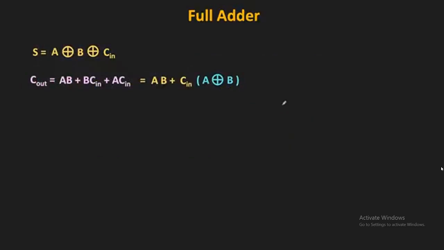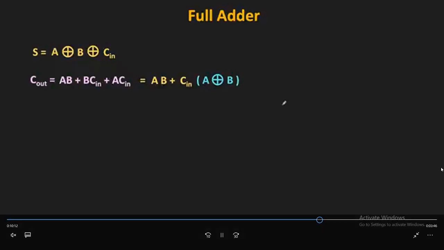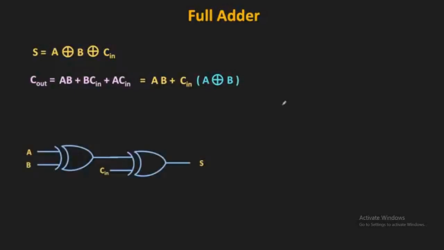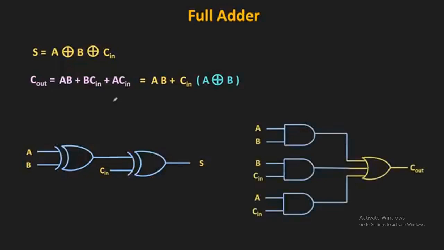Now we can see the logic circuit of this full adder. First, this sum output will be equal to A XOR B XOR C in, so it can be implemented using two XOR gates. The output of the first XOR gate is equal to A XOR B, and it can be given as an input to the second XOR gate. The second input of the second XOR gate will be equal to C in. So the output of the second XOR will be equal to A XOR B XOR C in. Similarly, from the Boolean expression, Cout can be implemented using three AND gates and one OR gate. So this is the logic circuit of the full adder.